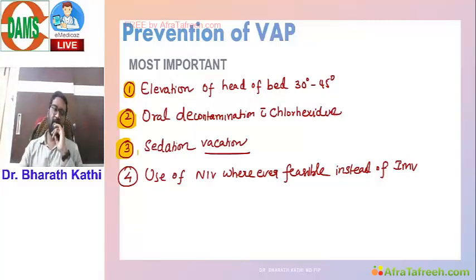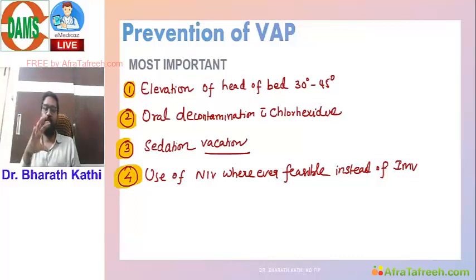And whenever there is possibility, use NIV instead of IMV, because with NIV you are not putting a tube, you are just giving it through a mask. So the chances of ventilator associated pneumonia are very less. So elevation of head of bed 30 to 45 degrees, oral decontamination with chlorhexidine, sedation vacation, use of NIV wherever feasible instead of IMV. These four are most important.